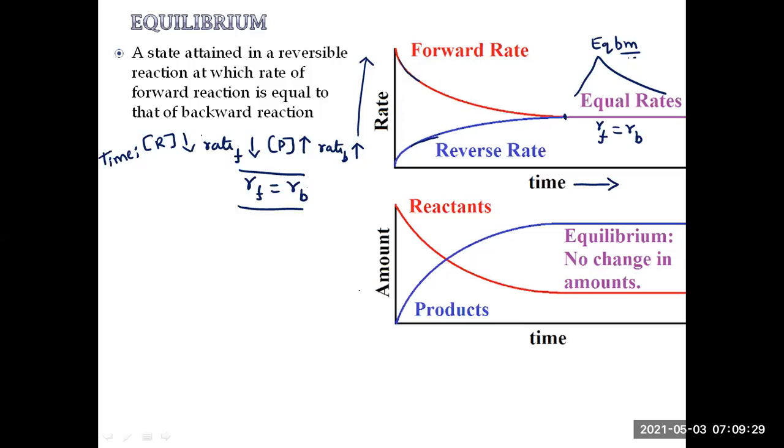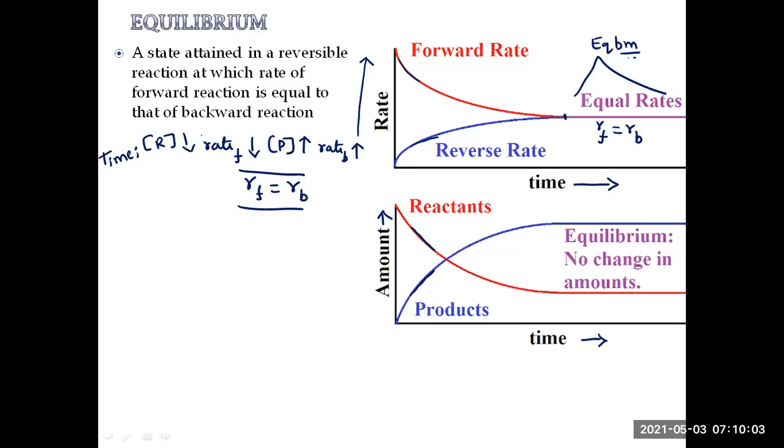You can also take concentration versus time or amount of substance versus time. No issue. So when you take the amount or concentration of reactants and products, actually, what happens? Concentration of reactants decreases with time. Correct? Whereas concentration of products increases with time. And after some time, concentration need not be equal like rate.